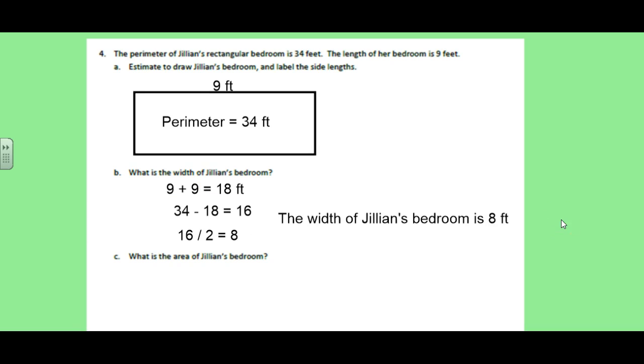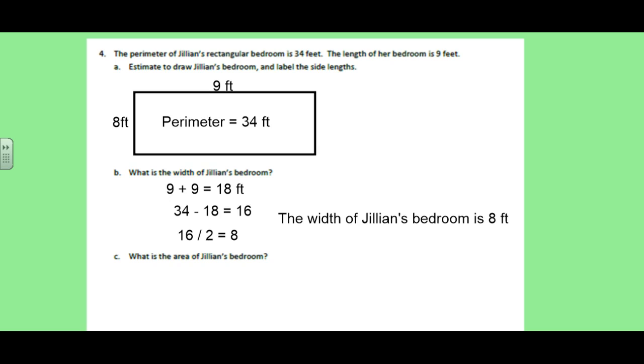So when you do 34 minus 18, you're left with 16, and then when you do 16 divided by 2, because there's 2 side lengths that we're missing, that gives us 8. So that tells us that the width of Jillian's bedroom is 8 feet, and what I'm going to do and what I want you to also do on your paper is to label that side length that we're missing on your paper and put 8 feet. And now we're ready to move on to part C.